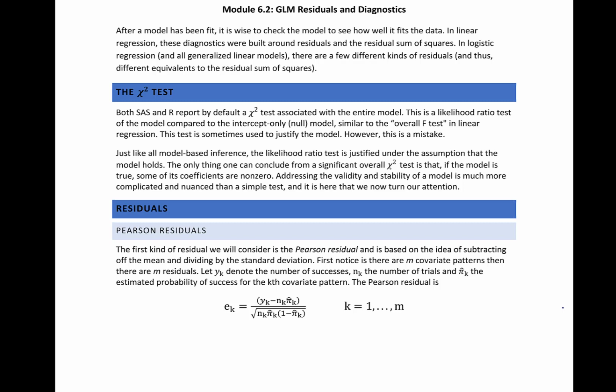Just like all models based on inference, the likelihood ratio test is justified under the assumption that the model holds. The only thing one can conclude from a significant overall chi-square test is that if the model is true, some of its coefficients are non-zero. Addressing the validity and stability of a model is much more complicated and nuanced than a simple test, and here we now turn our attention to that.